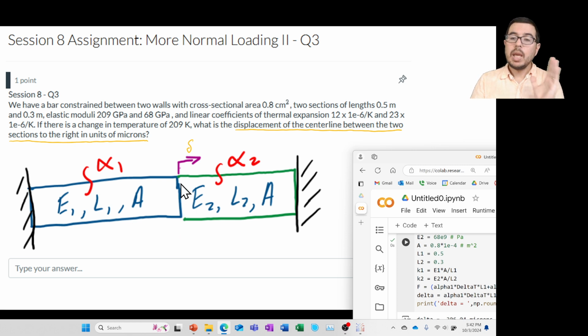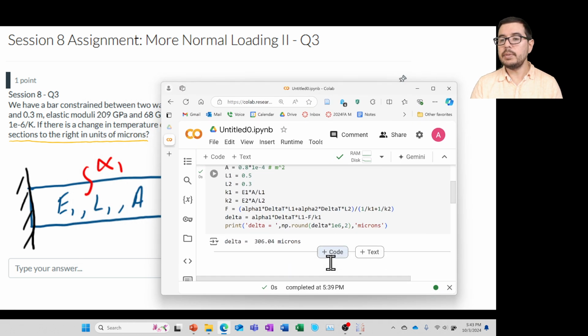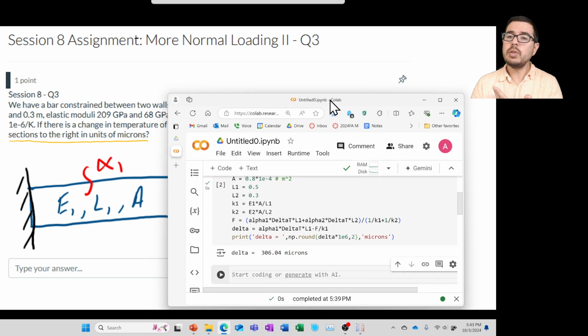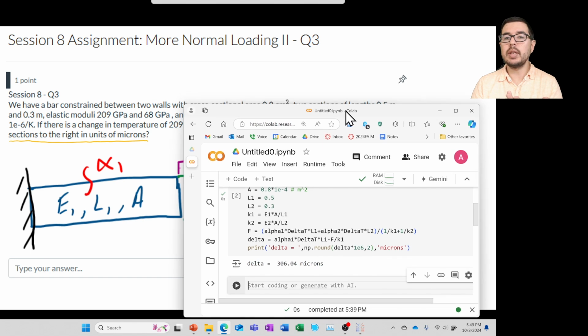If I mate them to each other, because the elastic modulus of the left bar is higher than that of the right bar, in this push of war situation, the left one wins, and we see a push to the right. In fact, maybe it's interesting, this is unscripted, of course, but let's think about how this 306 microns compares to the unconstrained displacement that one of these bars would experience.